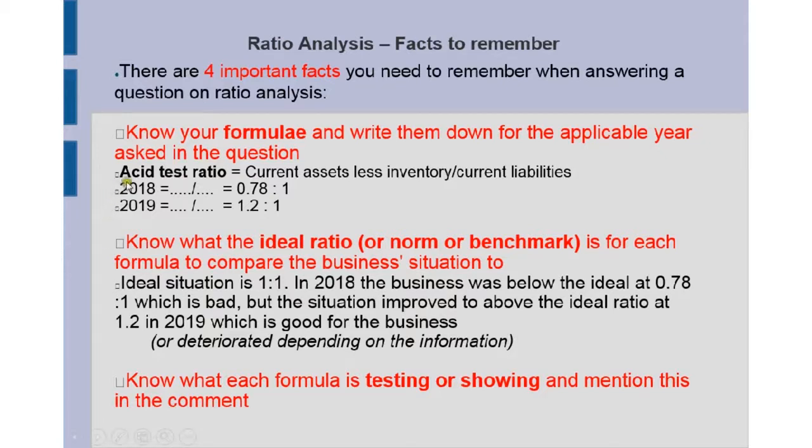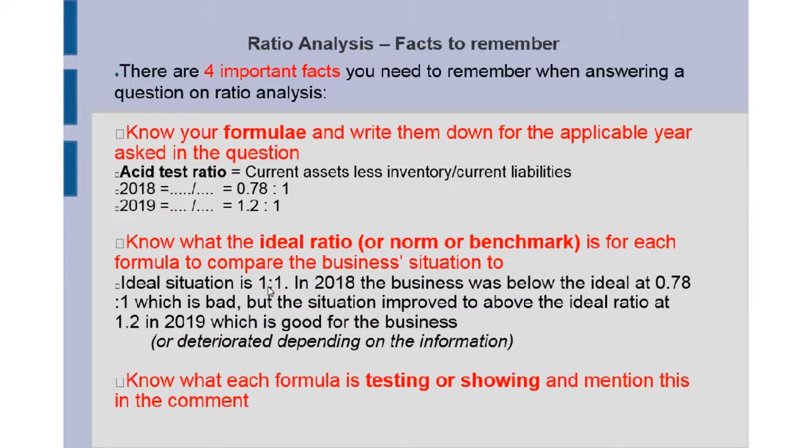So you're going to, for example, calculate the asset test ratio. So you write down current assets less the inventory divided by the current liabilities. You need to also write down the specific year. Sometimes I ask you to calculate for both years, sometimes only for 1 year. So if you have to calculate for 2 years, you can't just put any figure anywhere. The marker will not know which one you did first. So write down 2018 equals and write your formula and then you get the answer. So in my answer, I've got 0.7821 for 2018 and 1.221 for 2019.